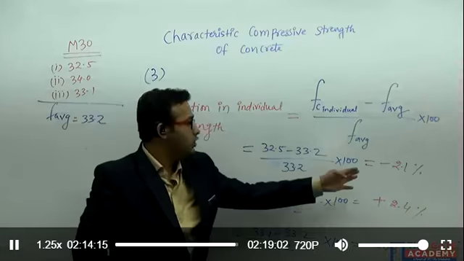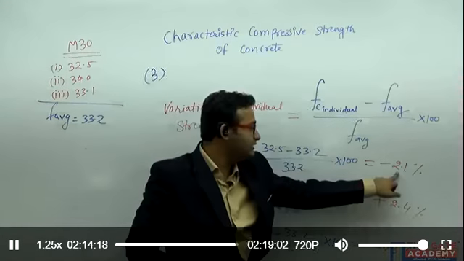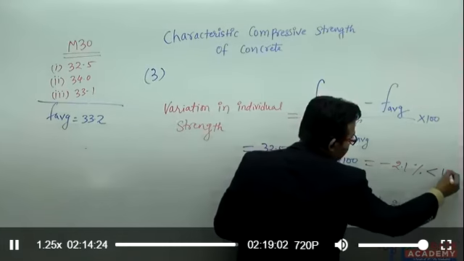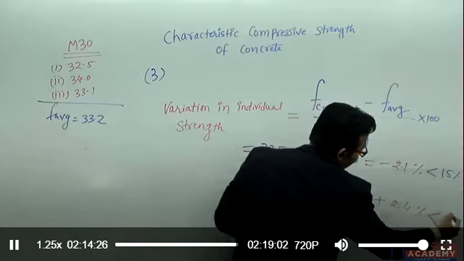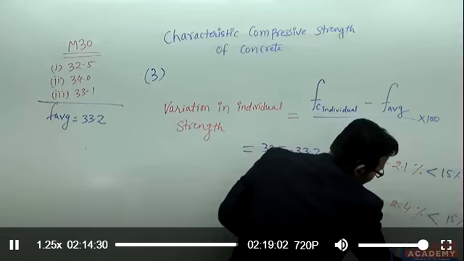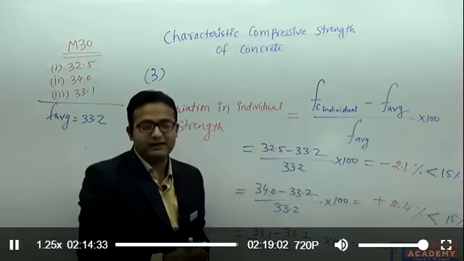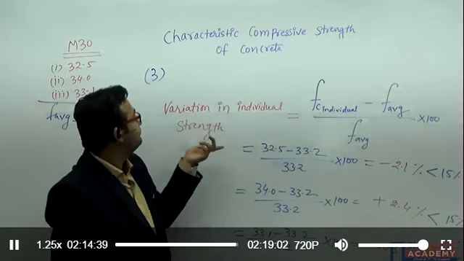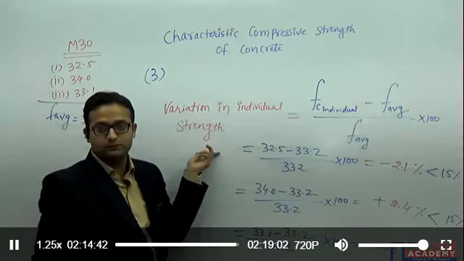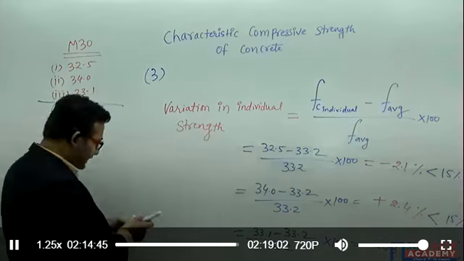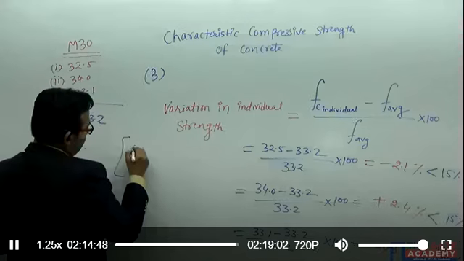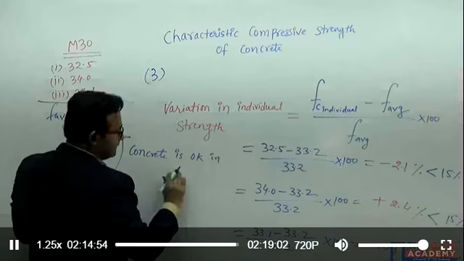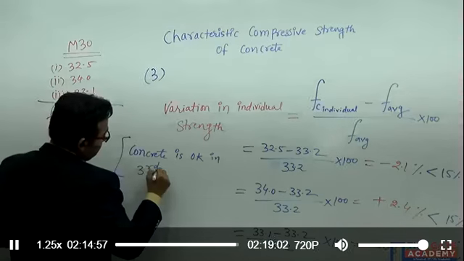You can observe that the percentage variation in the strength is less than 15%. Here also it is less than 15%, here also, and here also. The sign does not matter here. All the values are less than 15%. That means your concrete is okay in the third criteria also. So I can give the comment here: concrete is okay or pass in the third criteria.